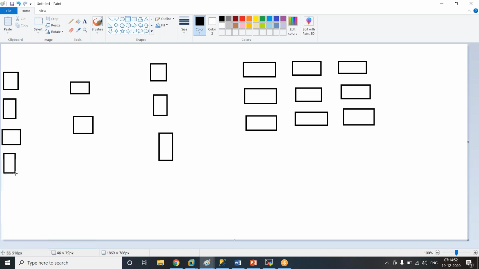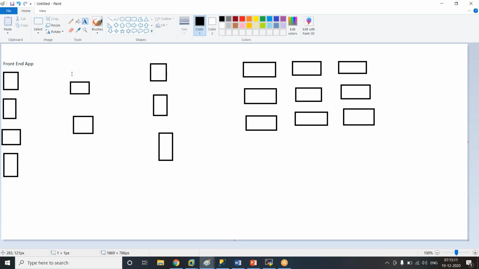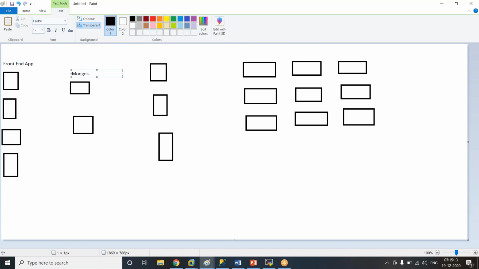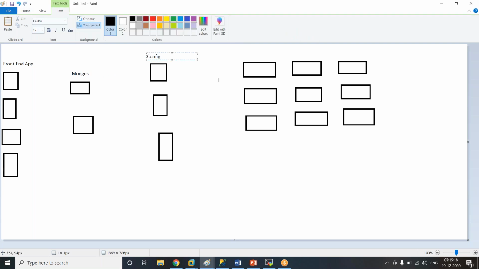You just try to follow so that you understand at the end of it. I'll connect all of these diagrams anyway, what I'm discussing again. So these are all application, like end user applications or front end applications, whatever you say. Front end app, I'll call it as. These are all Mongoose, we'll call it as Mongoose services. And this is a config server. And these are all called replica sets.